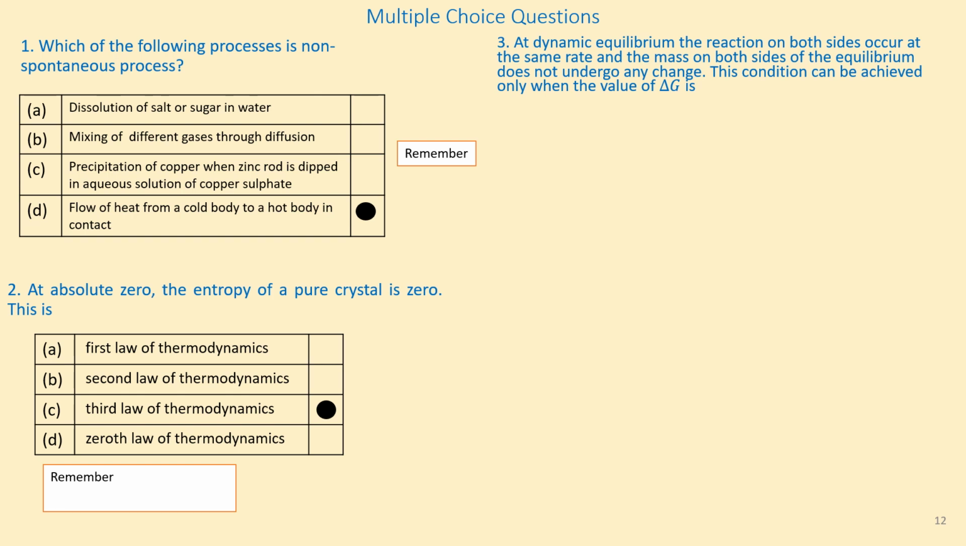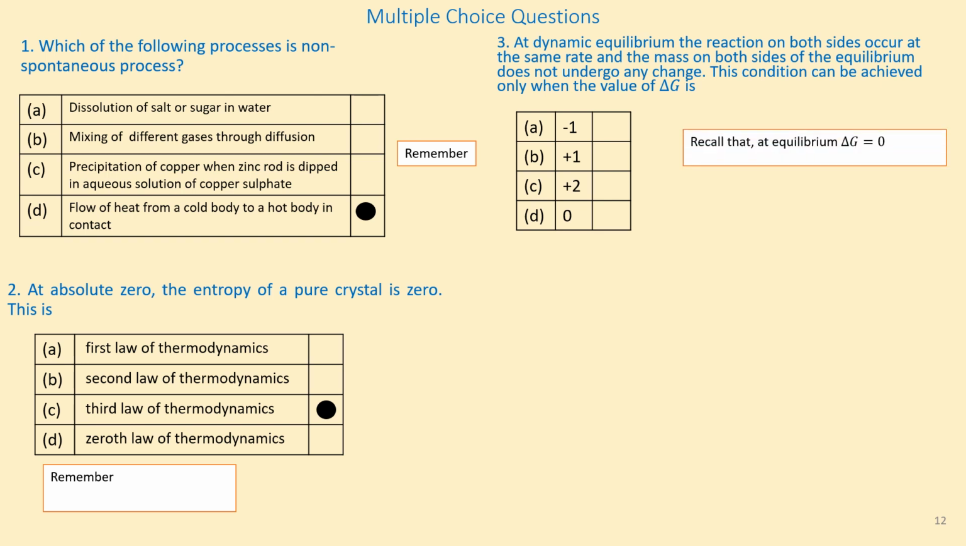Next question. At dynamic equilibrium, the reactions on both sides occur at the same rate and the mass on both sides of the equilibrium does not undergo any change. This condition can be achieved only when the value of delta G is, four options are given: -1, +1, +2, and 0. Please go through and mark the correct answer. Recall that at equilibrium delta G equals 0. So option D is the correct answer.